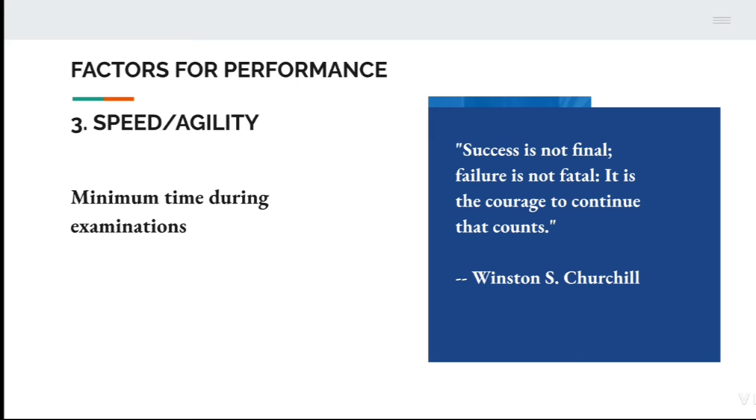Let us look at another quote. Success is not final. Failure is not fatal. It is the courage to continue that counts. I have seen that people don't usually crack the first examinations they attend. They fail and fail again, and then once the success comes.